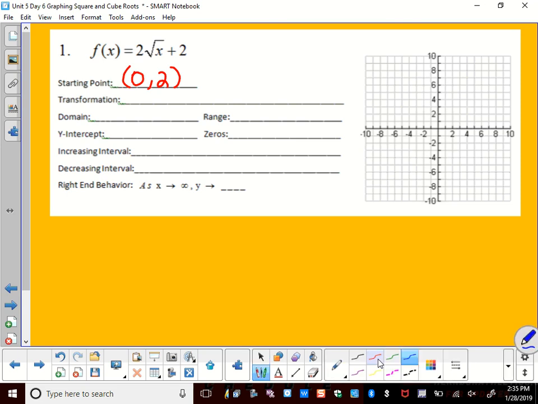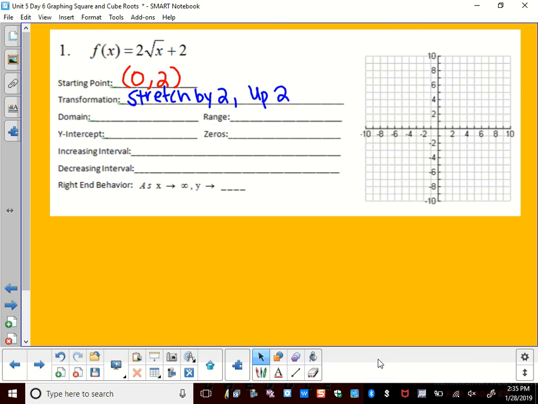What's my transformation here? Zero. I stretch by 2. And then what's that last plus 2 tell me to do? Nope, it's outside the radical. So down is plus, up. There we go. Up 2.